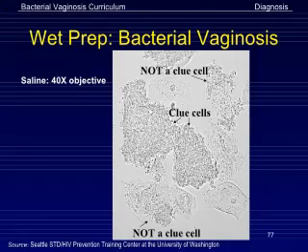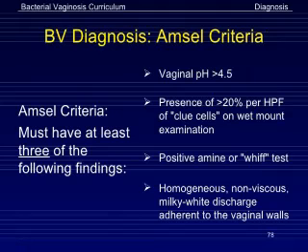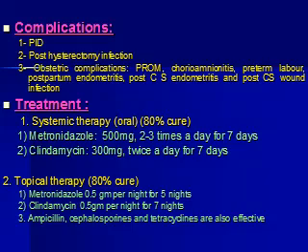This slide shows the appearance of clue cells found in wet preparation from a patient with bacterial vaginosis. Again, these are Amsel criteria. A patient with bacterial vaginosis must have at least 3 of the following 4 findings. Complications of bacterial vaginosis may be in the form of pelvic inflammatory disease, post-hysterectomy infection, and obstetric complications in the form of PROM, chorioamnionitis, preterm labor, and postpartum infection.